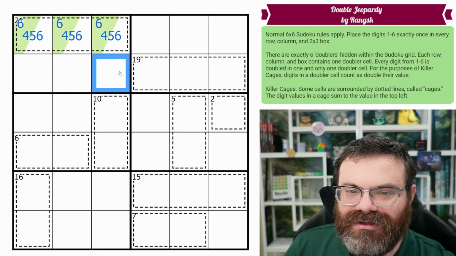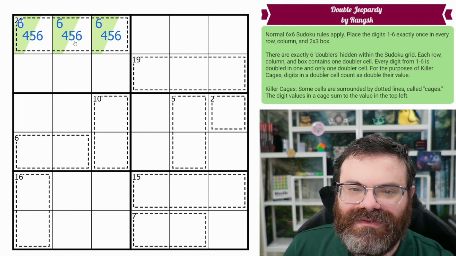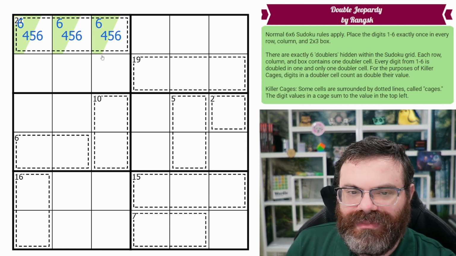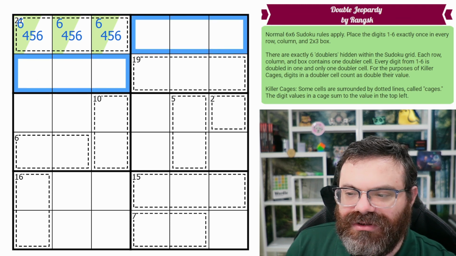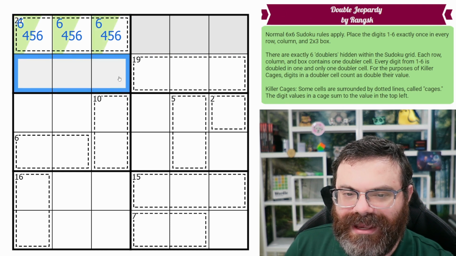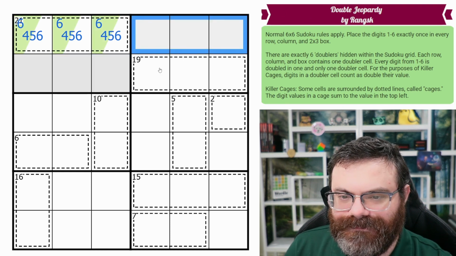I'm going to use a 6 corner mark to remind myself that I now have used up the 6. 6 can't be doubled elsewhere. Additionally, I'm going to gray out all of these cells to signify that they can no longer be doublers, because we know there's a doubler in one of these 3. It can't repeat in the box and it can't repeat in the row.